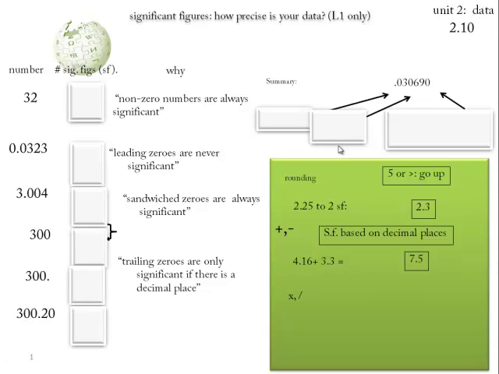Multiplying and dividing, it's a little bit different. It's not based on decimal places, but you keep the fewest number of significant figures. So 999 divided by 333 is not 3. It is good to 3 significant figures, therefore 3.00. Tedious, yes? This is Screencast 2.10.